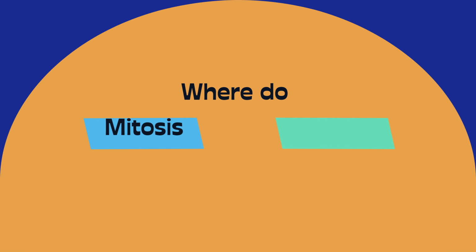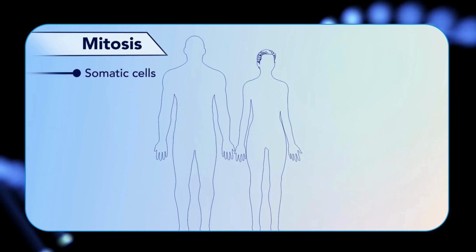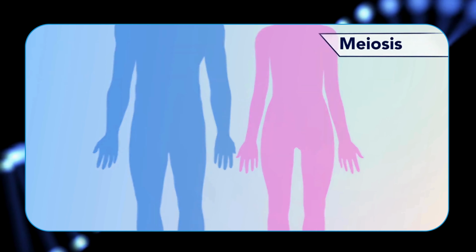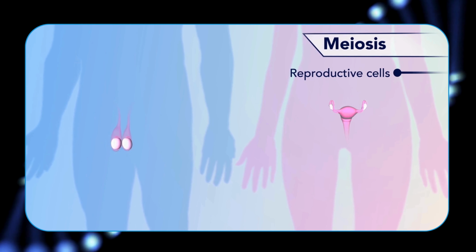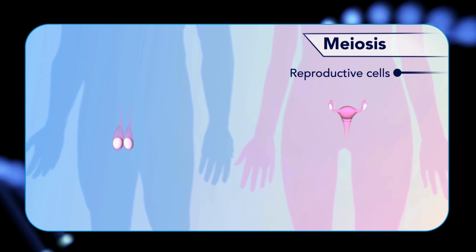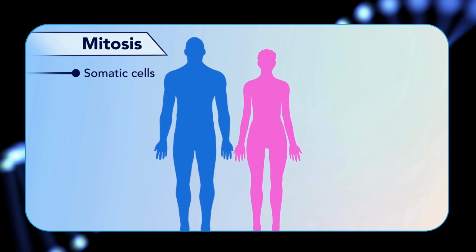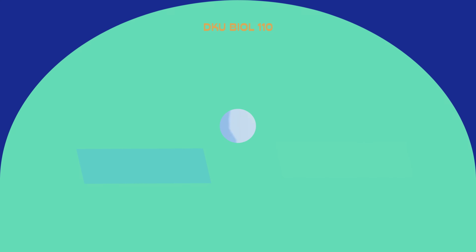Where do mitosis and meiosis occur in the human body? Mitosis mainly takes place in somatic cells throughout the body, ensuring tissue growth and repair. In contrast, meiosis occurs specifically in germ cells within the reproductive organs, testes in males and ovaries in females. These unique locations enable mitosis to maintain body functions.